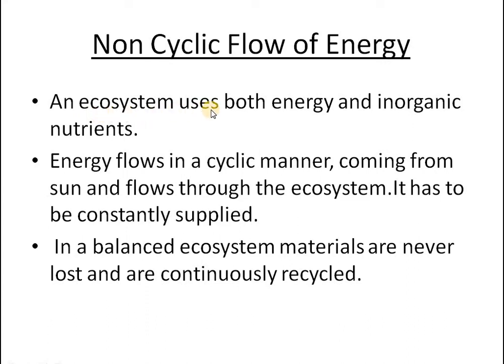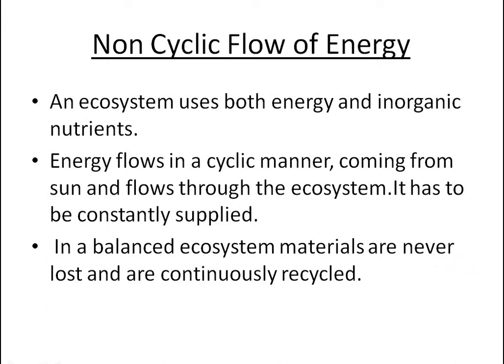An ecosystem uses both energy and matter or inorganic nutrients. Energy flows from the sun and flows through the ecosystem. It has to be constantly supplied. There should be a constant source of energy which is coming from the sun. In a balanced ecosystem, materials are never lost and they are continuously recycled.